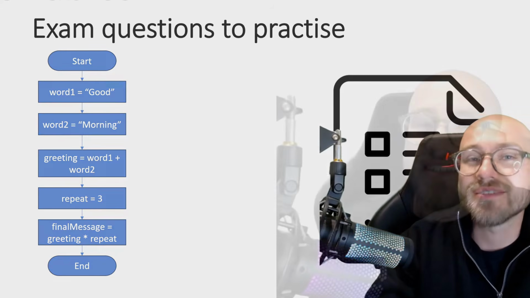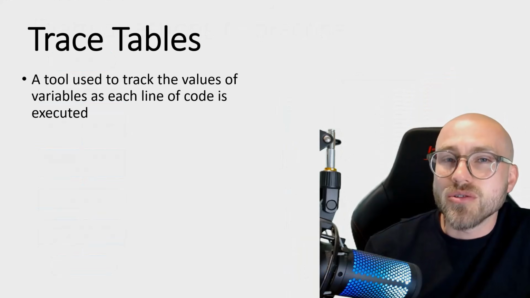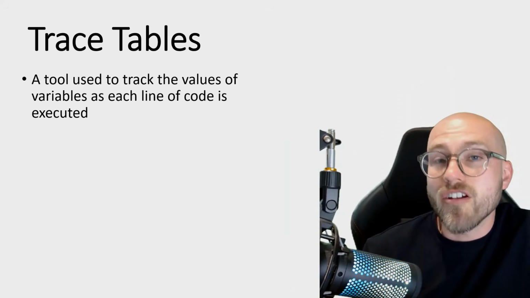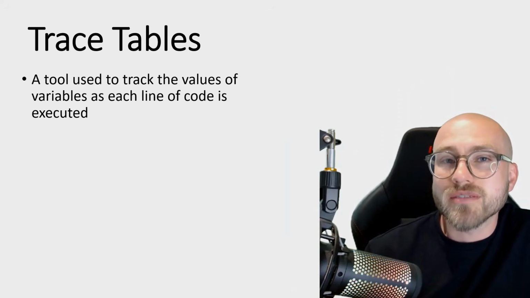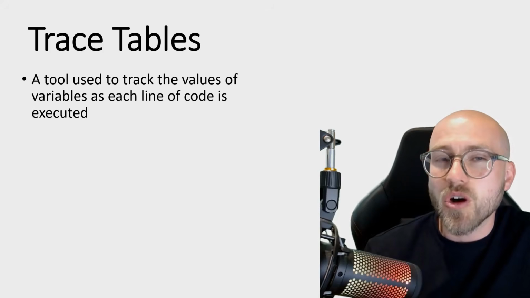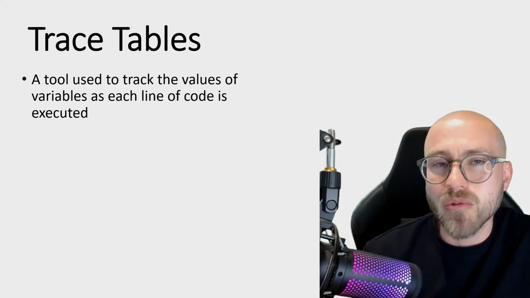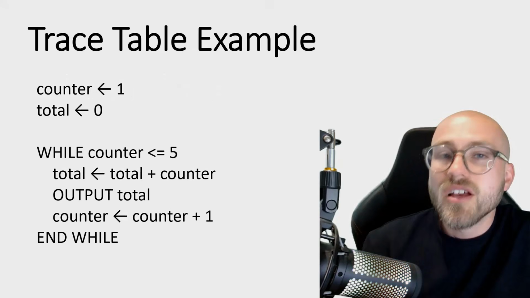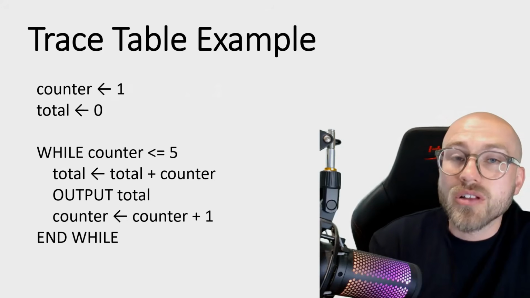We can just end. Today we're going to be looking at trace tables. A trace table is a tool used so you can keep track of what a variable is doing as a program is running. It's quite often used if you're having any problems with your program and you want to figure out exactly the moment where it's not acting the way you want it to. So we're going to look at an example about what it might look like on your exam.